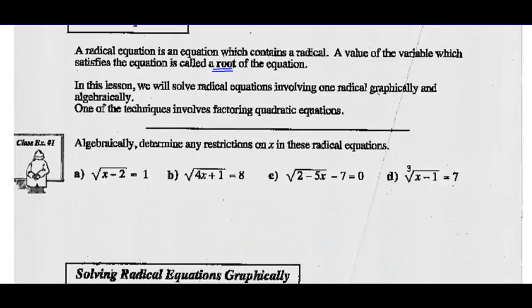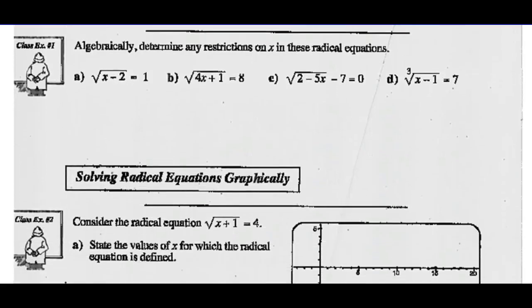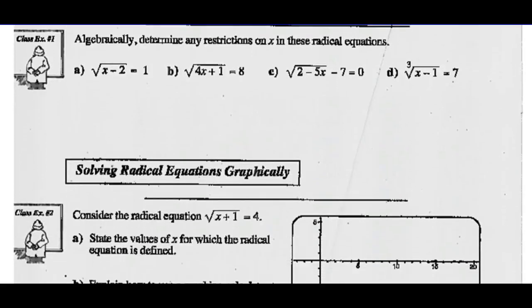Example number 1. Algebraically determine any restrictions on x in these radical equations. So if I'm looking for restrictions, I'm not trying to solve the equation. I don't need to know what x is to make this equation true. I'm just looking at the radicand, what's underneath the square root sign, and seeing what values x can possibly be. Remember, we can't have a negative sign under the radical sign.